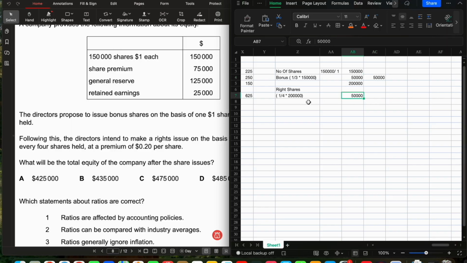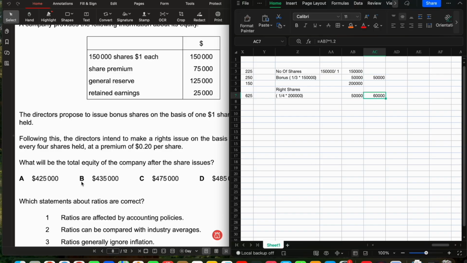Right shares are issued at a premium. So 50,000 into 1.20: 1 is the par value and the premium amount is 0.20. So the total amount that we are receiving after issuing this at a premium is 60,000. Okay, so this is the value of the new bonus shares. This is the value of the right shares.